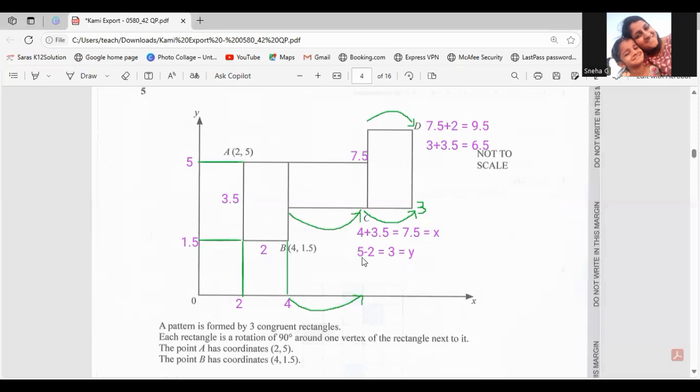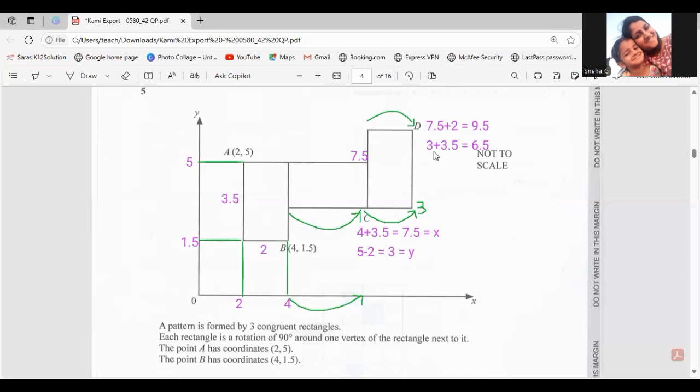So 5 minus 2, the answer for the y coordinate is 3. So C will have the coordinates x as 7.5 and y as 3. On further rotation for point D, what happens is this particular length of 2 units is increased further, and that got added to the x coordinate of D. So 7.5 plus 2, the x coordinate is going to be 9.5.